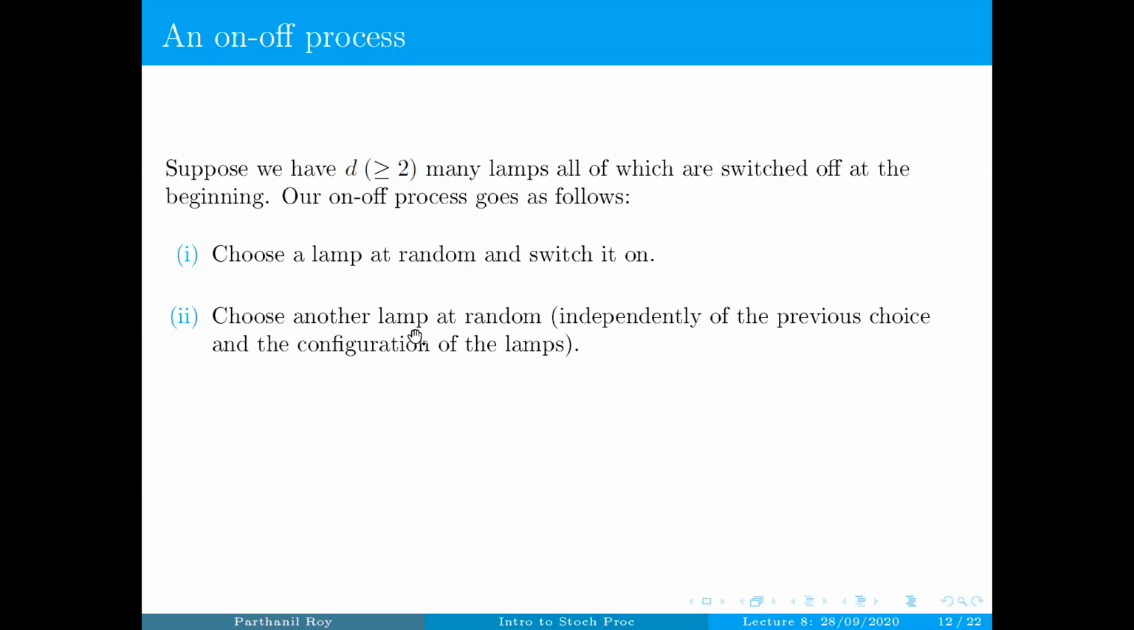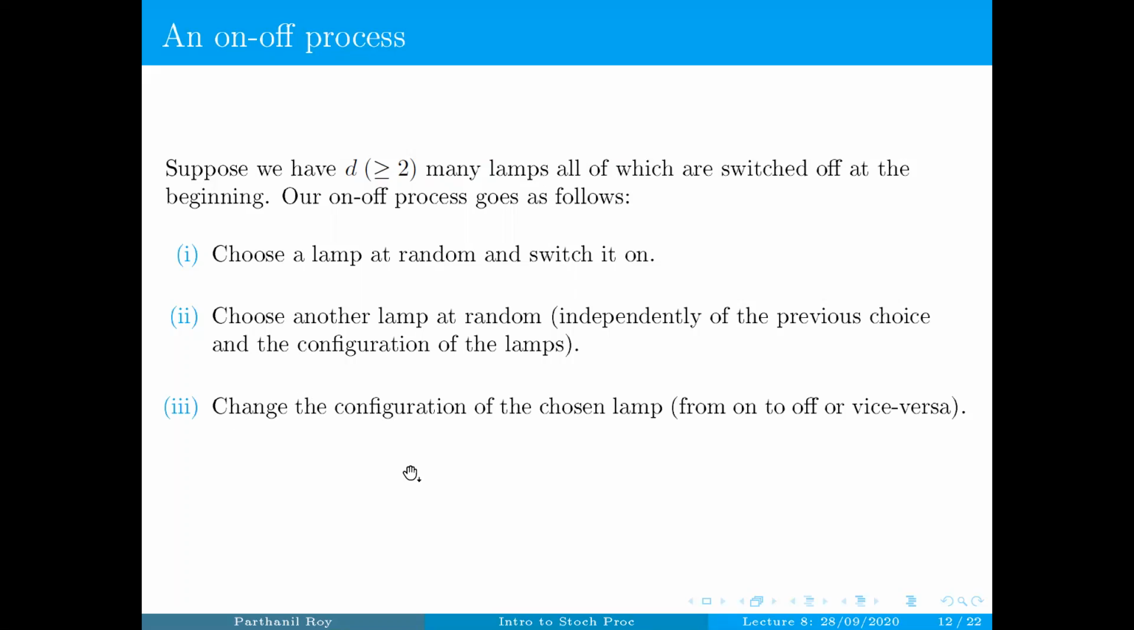And now the lamp that you chose can be one of the lamps that are still switched off, or it can be the one that you already switched on. If it's the one already switched on, you switch it off this time. If not, that means if it's still off, switch it on. So in other words, you change the configuration of the chosen lamp, from on to off, or off to on. And then you repeat these steps 2 and 3 repeatedly.